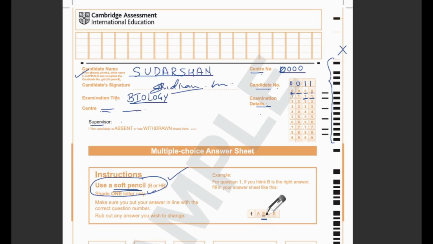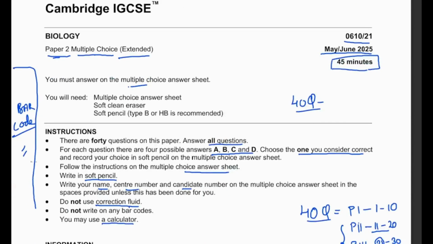So that was the instructions for the OMR. Moving to the question paper here. 40 questions are there and one of the 4 options will be the correct one. Use a soft pencil to write on the OMR sheet. Please check the name, center and candidate number. Do not use correction fluid or write anything on the barcode here. You may use the calculator for the biology paper here.